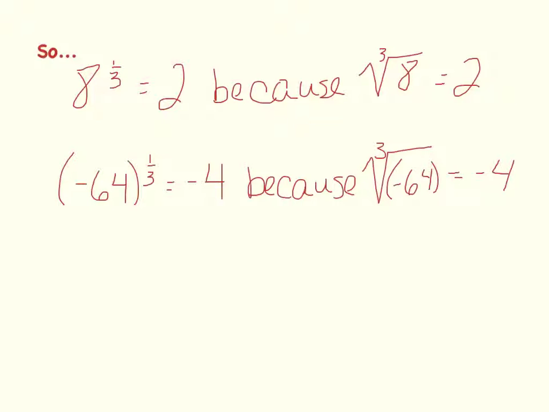Cube roots also let us do negative numbers. So negative 64 to the 1/3 power would be negative 4 because the cube root of negative 64 is negative 4. Again, that's because negative 4 times negative 4 times negative 4 is negative 64.